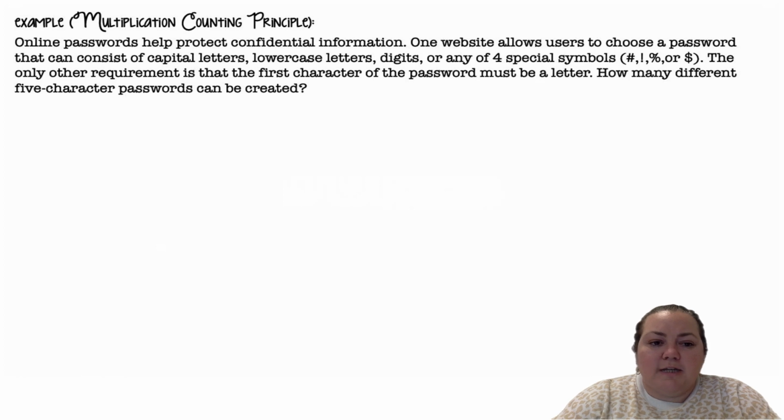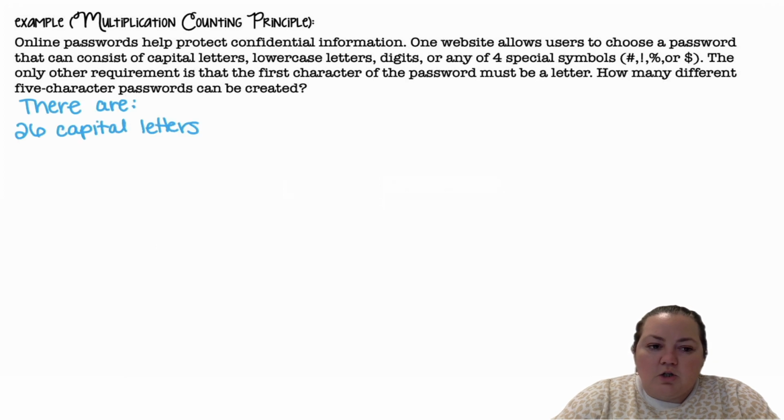All right, let's do an example using the multiplication counting principle. Online passwords help protect confidential information. One website allows users to choose a password that can consist of capital letters, lowercase letters, digits, or any of the 4 special symbols. The only other requirement is that the first character of the password must be a letter. How many different 5-character passwords can be created?